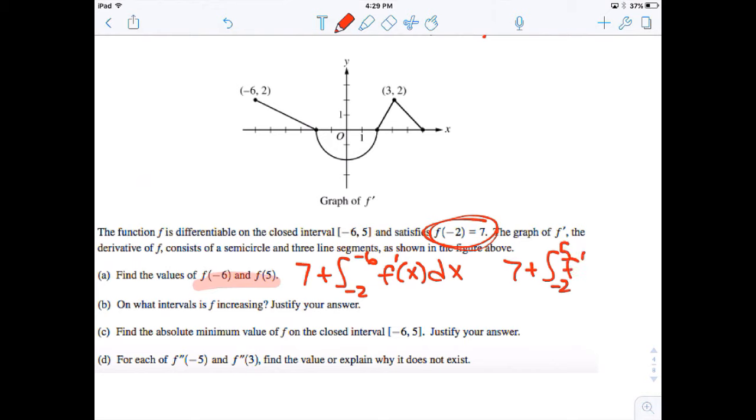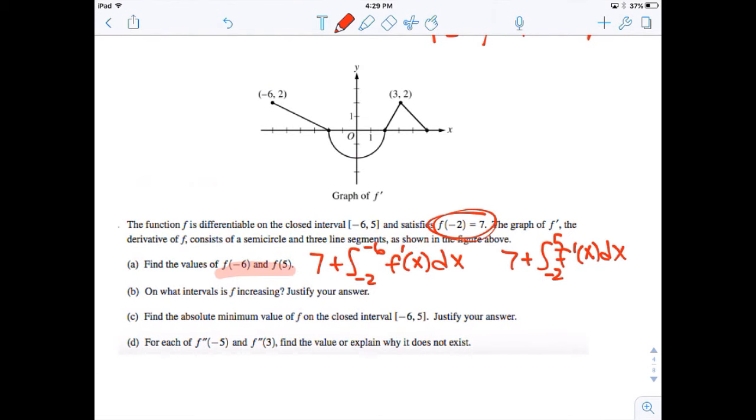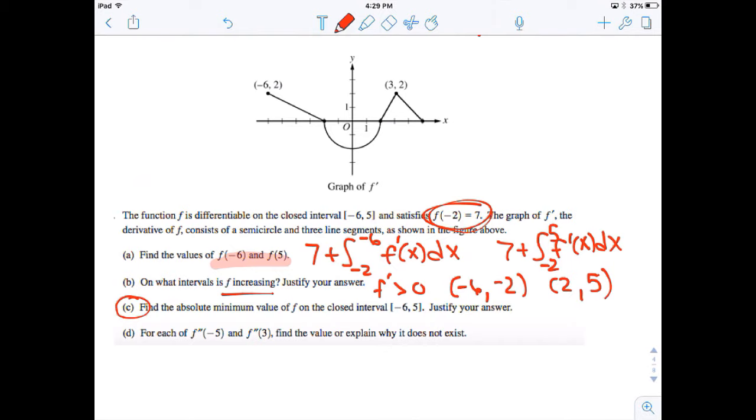On what intervals is f increasing? That would mean f prime is greater than 0. So this would be from negative 6 to negative 2 and from 2 to 5. Absolute min would be exactly what we did before. And make sure you're saying the min value. And f double prime of those values. So you're looking at the slope of this.